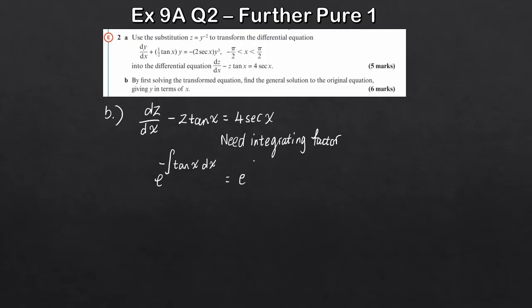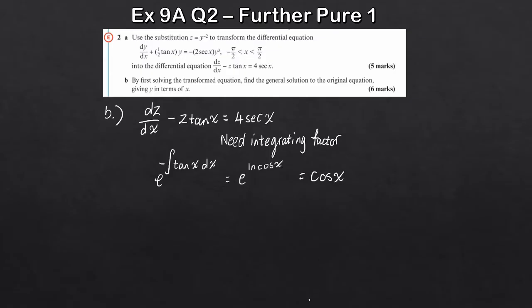This is equal now to e to the power of ln cos x. So it would normally be minus, because the minus here at the front of the integral makes it positive. So it's ln cos x. And again, just using the fact that e to the ln cancels out, we just get left with cos x. Okay, so this should hopefully be pretty standard from your A-level core pure.